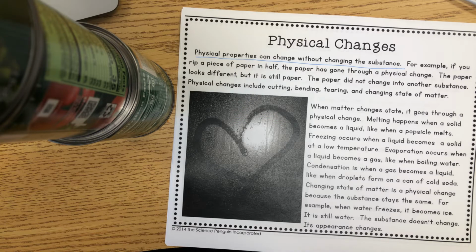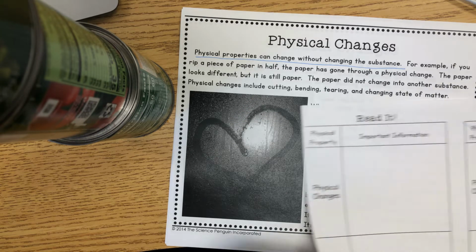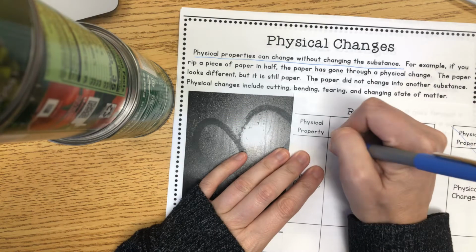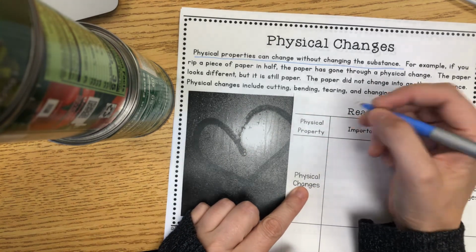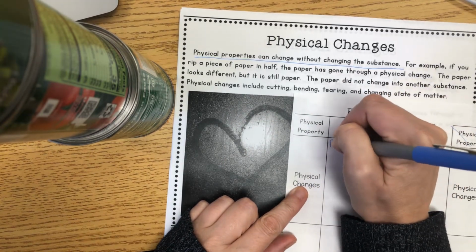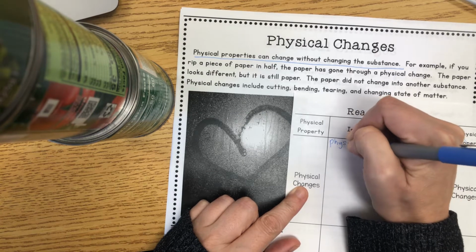For example, if you rip a piece of paper in half, the paper has gone through a physical change. The paper looks different, but it is still paper. The paper did not change into another substance. Physical changes include cutting, bending, tearing, and changing states of matter. So reading that, I'm going to go ahead and write down my main idea, which is physical properties can change without changing the substance.